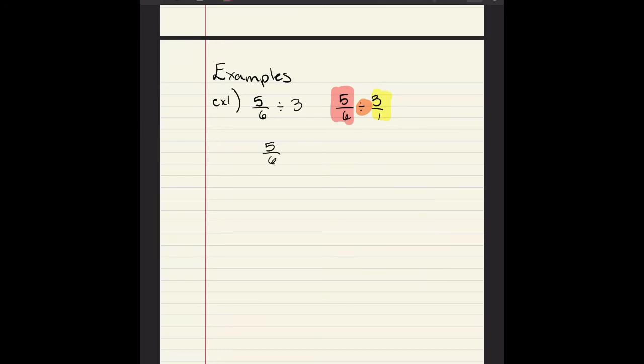So when I do that, let's rewrite it. 5/6 we keep. We change the division symbol to multiplication. And then we flip 3/1. So when we flip 3/1, we get 1/3. And that's our F in KCF. And now I can just multiply straight across. So when I rewrite this, I have 5 times 1 over 6 times 3.